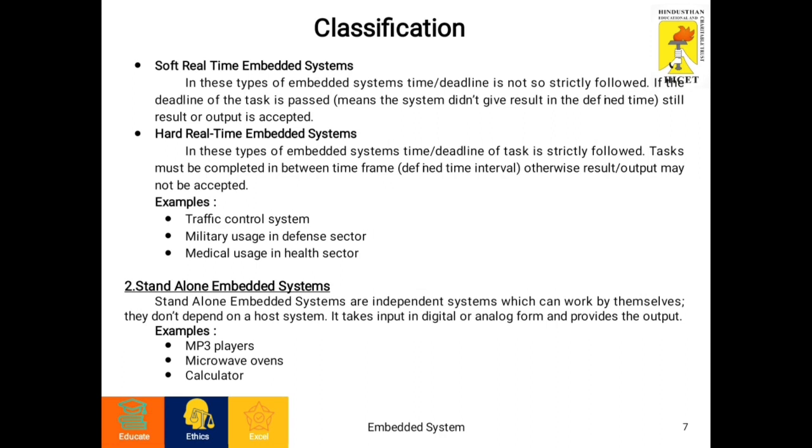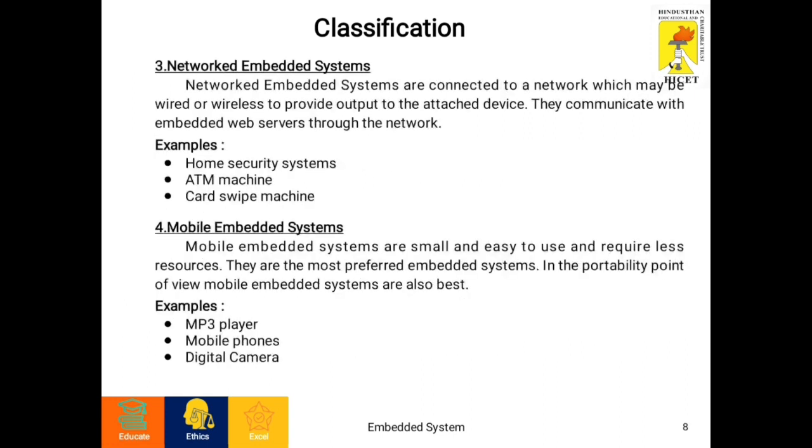The second one is standalone embedded system. This type of embedded system, as the name suggests, can work by itself without requiring a host like a computer or a processor. It simply takes input data in its digital or analog form and delivers an output that might be displayed through a connected device. A few examples of standalone embedded systems are MP3 players, microwave ovens, and calculators, etc.